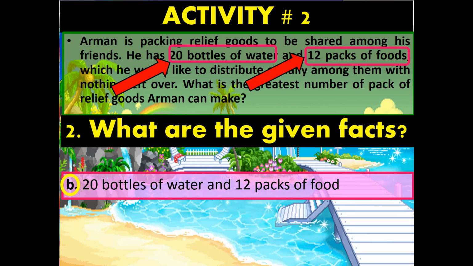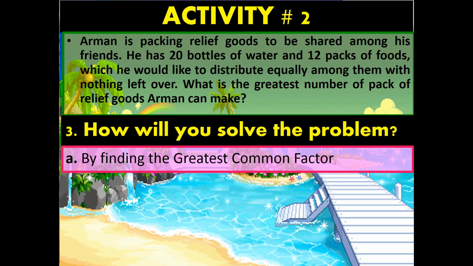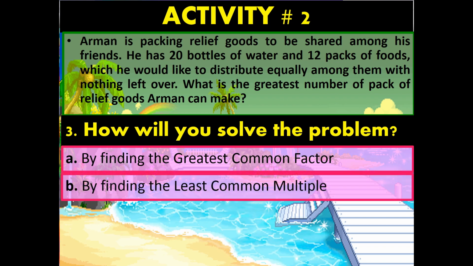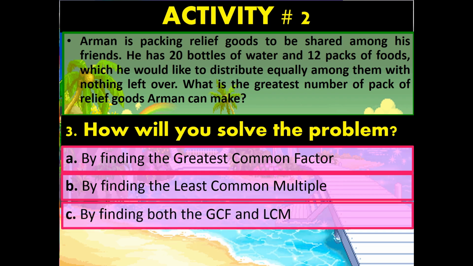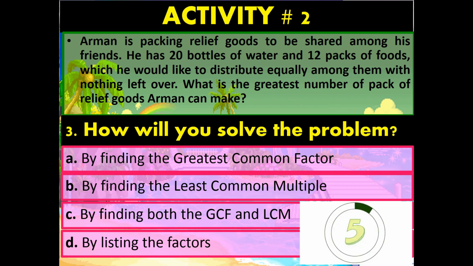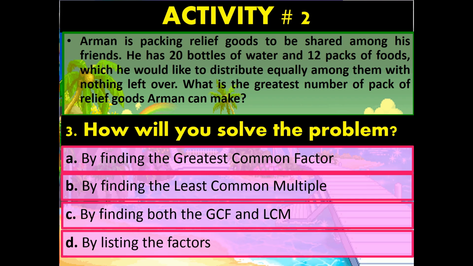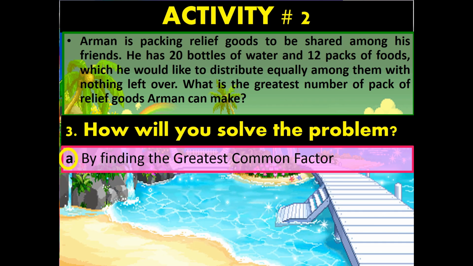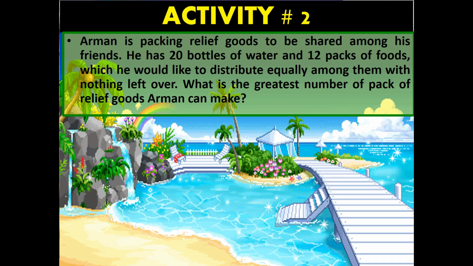Question number 3. How will you solve the problem? A, by finding the greatest common factor. B, by finding the least common multiple. C, by finding both the GCF and LCM. Or D, by listing the factors. You have 5 seconds. Go. Time is up. The correct answer is letter A, by finding the greatest common factor.